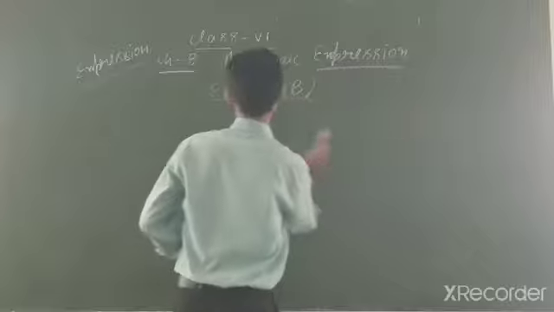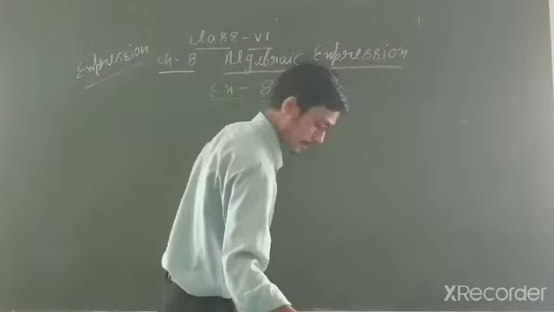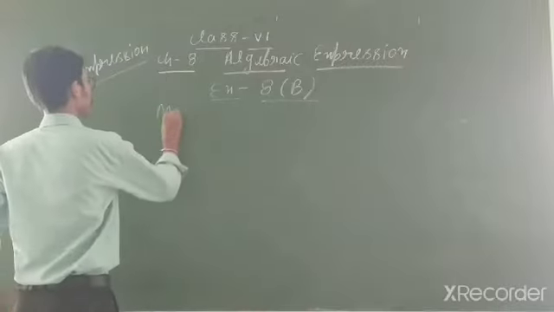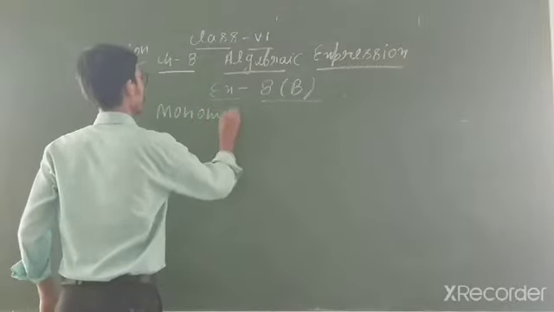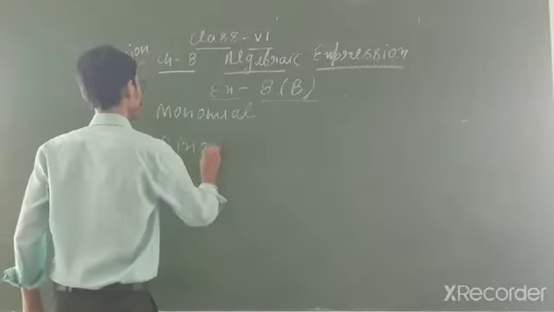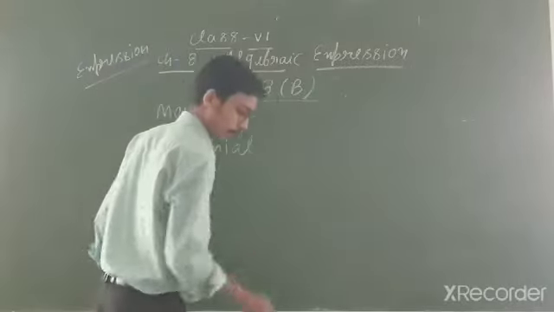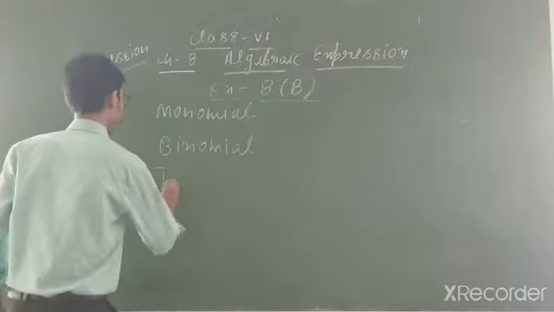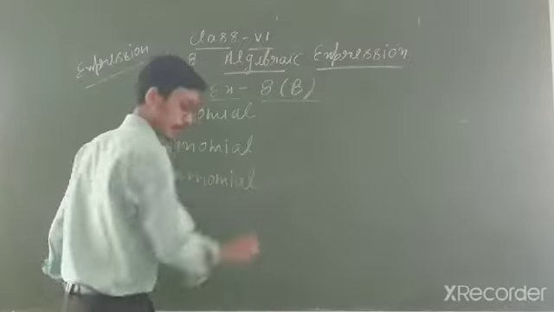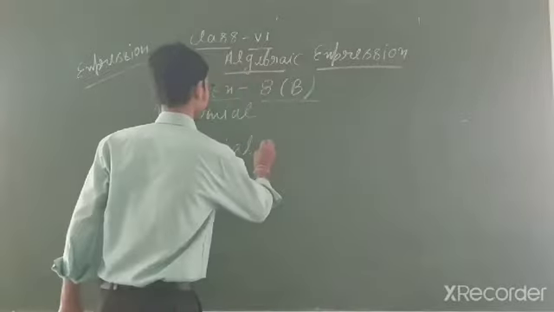Next question is given. First I will explain one thing, like identify monomial, binomial and trinomial. Now what is this? Monomial, binomial and trinomial. Clear student?